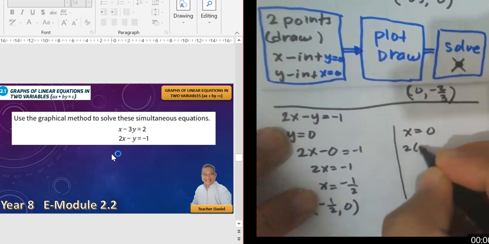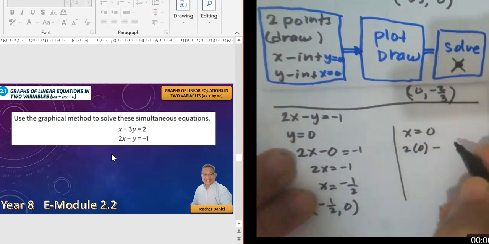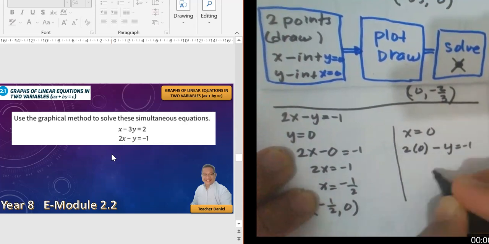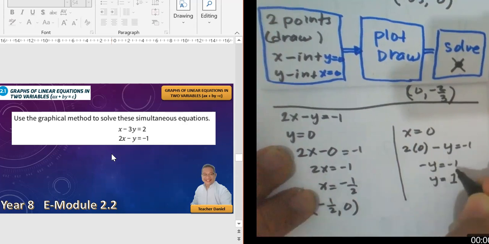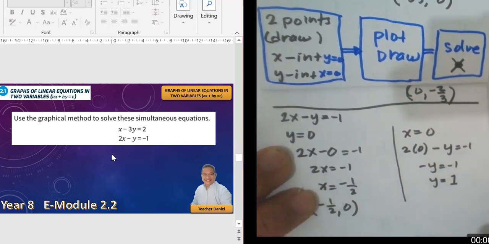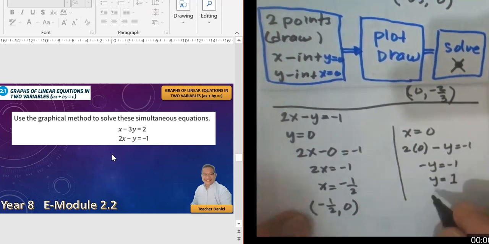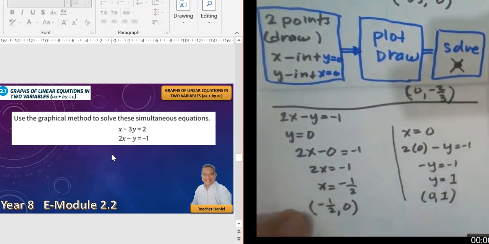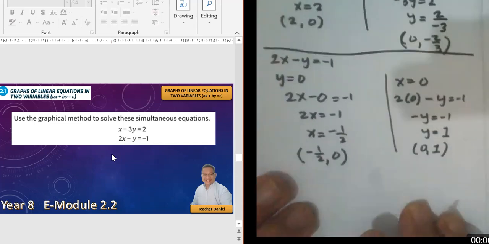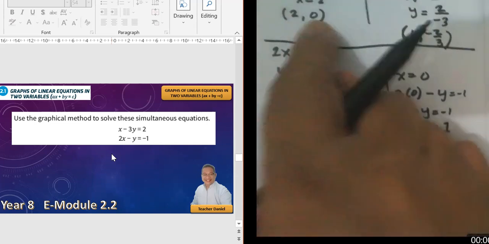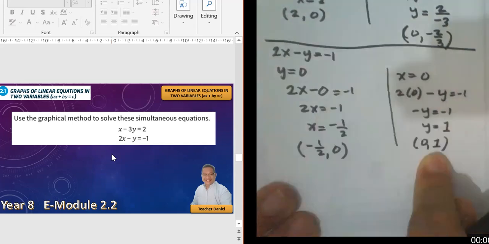So 2 times 0 minus y is equal to negative 1. So negative y equals negative 1. So therefore y is equal to 1 because you divide both sides by negative 1. So therefore the coordinate is (0, 1). So let's just try to have a summary. So now we're going to draw this all.